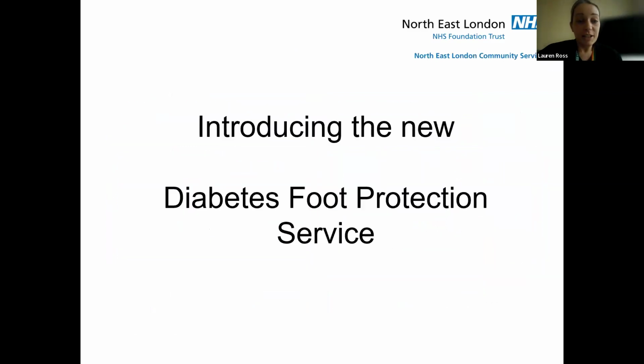So it's an exciting time within podiatry in NELF. We have developed a new service called the Diabetes Foot Protection Service. Historically, within podiatry, we could only treat patients who had high risk feet or they had an active foot problem. However, we were seeing a high number of ulcerations and amputations. So we've developed a service that allows us to see patients with diabetes who are assessed at being moderate and high risk.